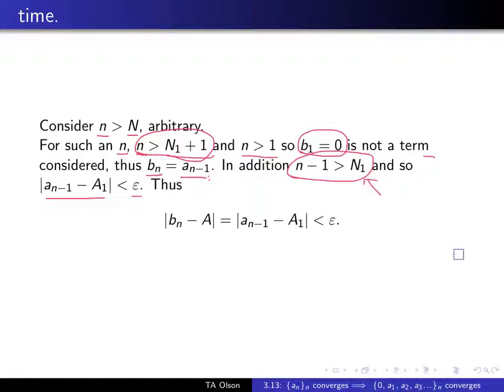Thus, for our b_n's, b_n minus a, well, b_n is a_{n-1}, a is a1, and that, as I just said, by our construction of a1 and N1 is less than epsilon. Therefore, b_n minus a is less than epsilon. And we proved the thing that we wanted to show.